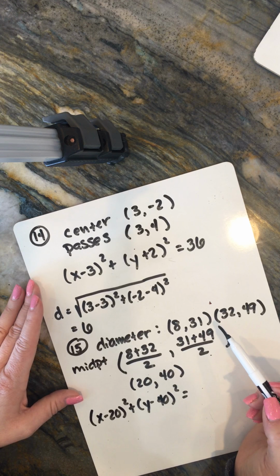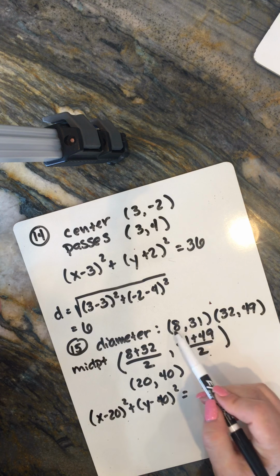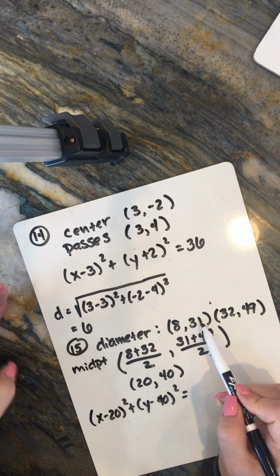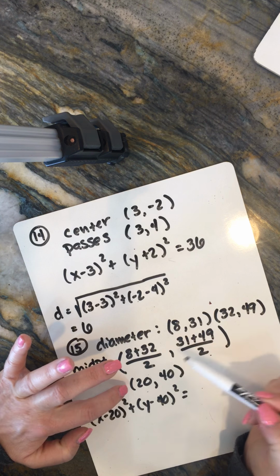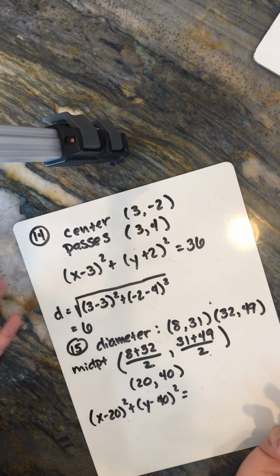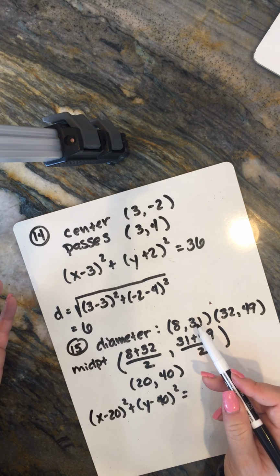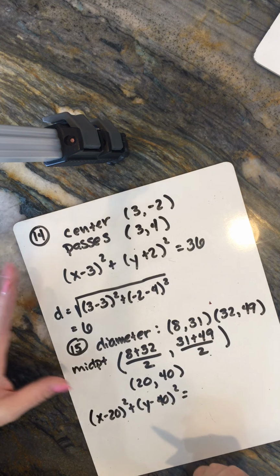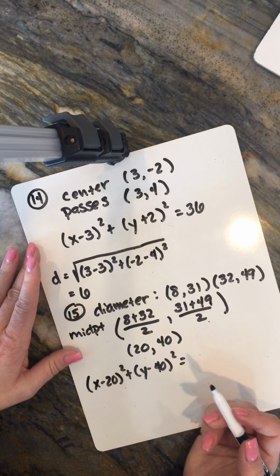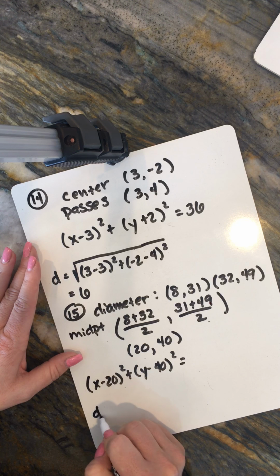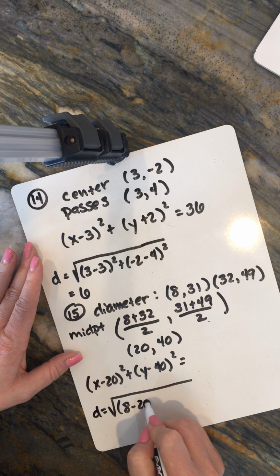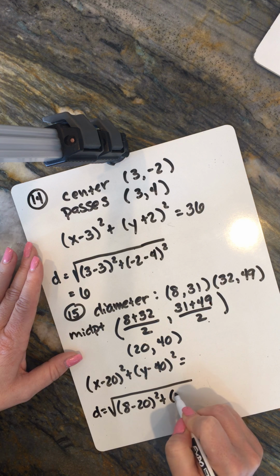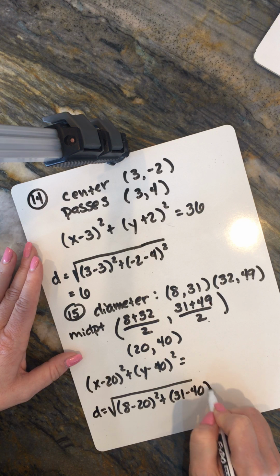So we can either find the distance between these 2 points and divide it by 2, or find the distance between the center and one of these. I think I'll do the center and one of these maybe. I don't know. I don't know that there's an easier way. Maybe you do. So the distance equals the square root of 8 minus 20 squared plus 31 minus 40 quantity squared.